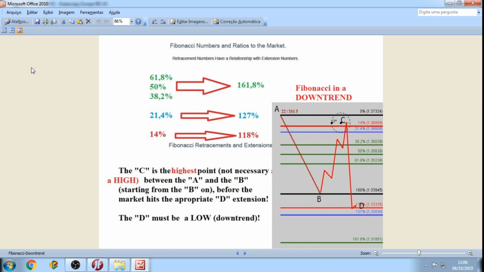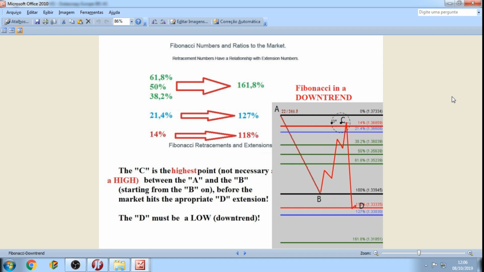So green goes to green, 61.8, 50, 38.2, the extension, and this is the Fibonacci in a downtrend. The proper extension is the green, the 161.8 extension. If the market is going to retrace until the 21.4%, the extension is the 127, and if the market retraces until the 14%, the extension is the 118.